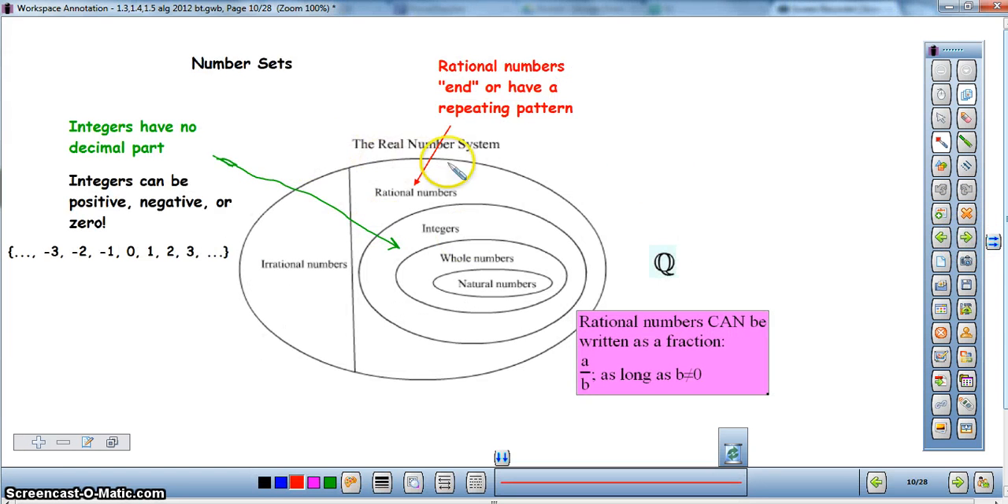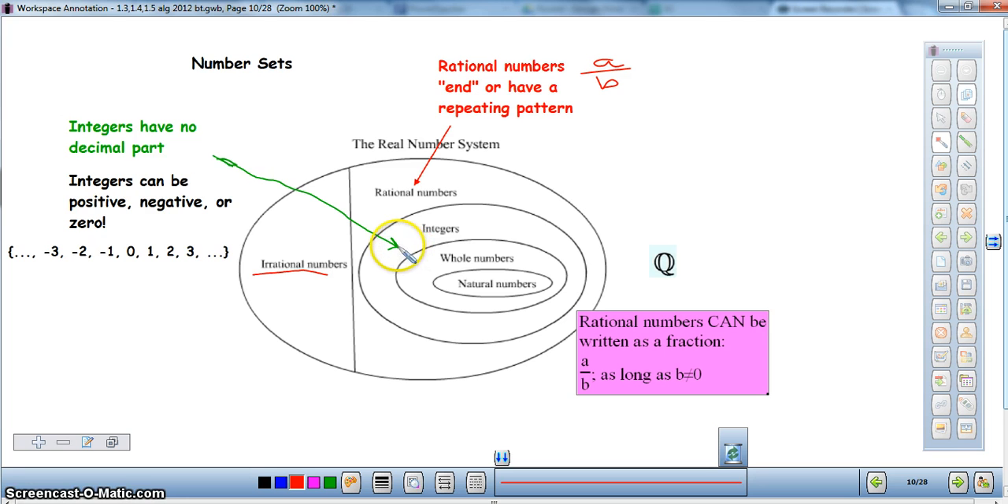So we talked about our other number sets. Inside, we have what's called our irrational numbers. Well, if we break this down, we're going to look at the real number system. We're first going to look on this side of rational. Rational is a number that ends, or it might have a repeating pattern. A lot of times we're going to say for rational, it's a number that can be written as a fraction, A over B, that has a ratio. So it can always be written as a fraction, A over B, as long as B is not 0. So that's a key thing to keep in mind with rational.